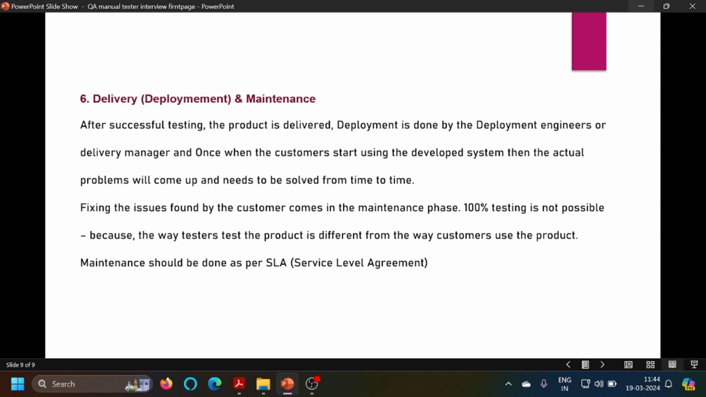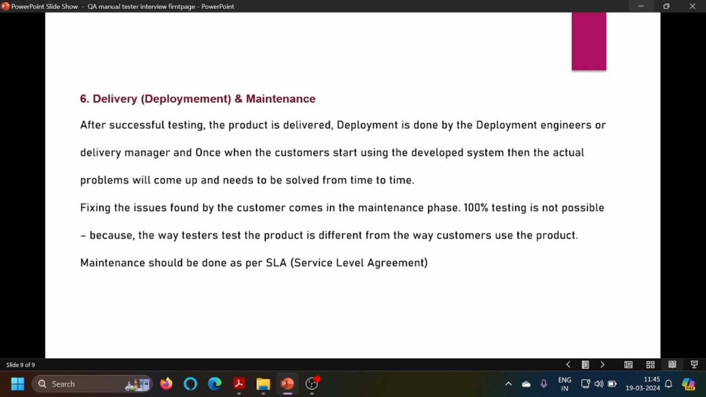After the testing, the last stage is basically delivery and maintenance. After the successful testing, the product is delivered. Deployment is done by the developers, deployment engineer or delivery manager. Once the customer starts using the developed system, then the actual problems come and need to be solved from time to time. Fixing the issues found by the customer comes under the maintenance phase.